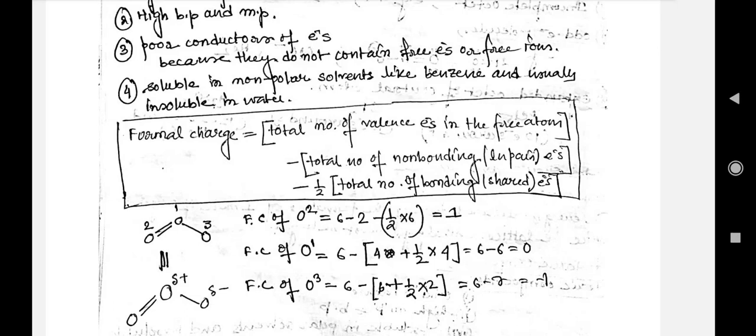Similarly, oxygen number 1 gets 0, and for O3 it is valence electrons 6 minus 6 minus half into 2, which is minus 1. Okay, so one oxygen bears plus 1, the other oxygen bears minus 1, and the middle oxygen has 0, so the overall net charge is 0, the molecule is a neutral molecule.